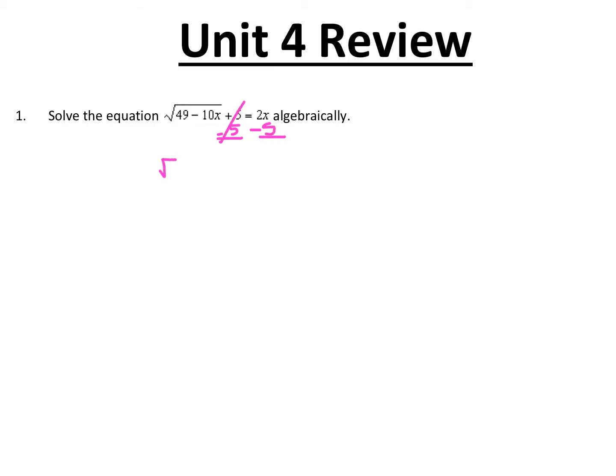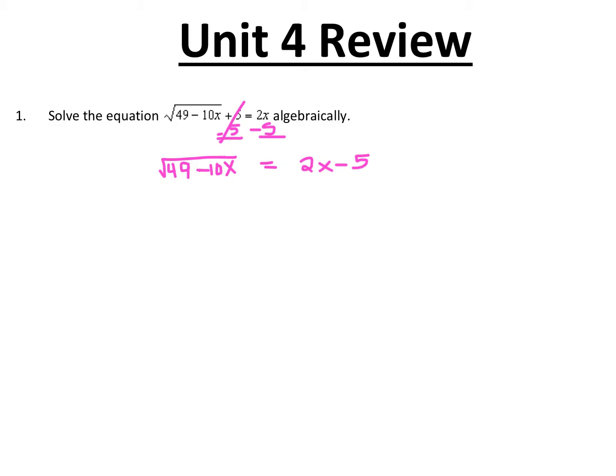All right, so now we're left with radical 49 minus 10x, let me just extend that a little more, equals, and this would just be 2x minus 5. We cannot combine those because they're not like terms. So again, step 1, first thing you always want to do with a radical equation is isolate the radical. You want to get the radical all by itself.